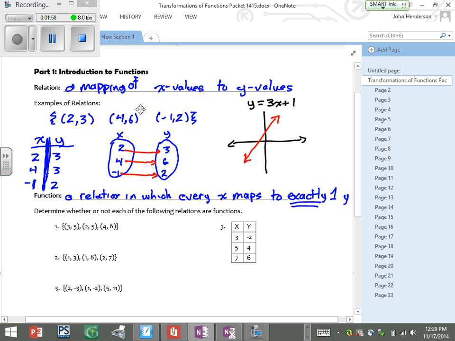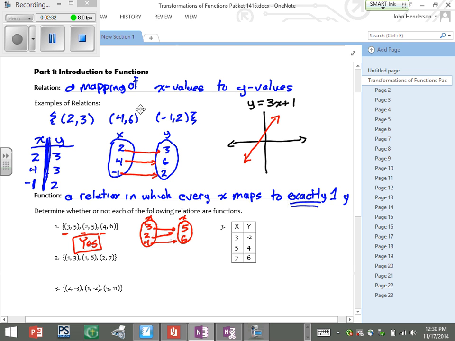So determine whether the following are, these are all relations, but are they functions? So we can see 3 goes to 5, 2 goes to 5, and 4 goes to 6. So if we were to put this in here, 3, 2, and 4, and then we put our y's, we got 5 and a 6, so we don't need a repeat. So does every x go to exactly one y? Well, 3 goes to 5, 2 goes to 5, and 4 goes to 6. This is a function because each x goes to exactly one y.